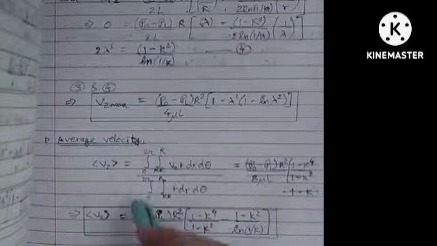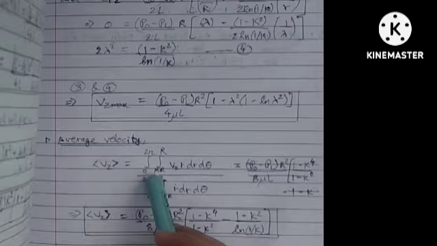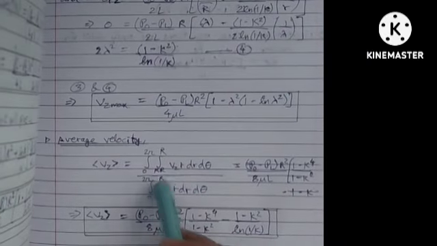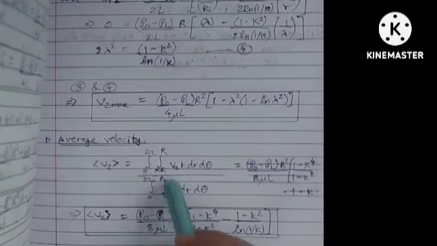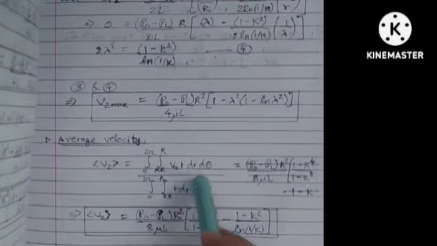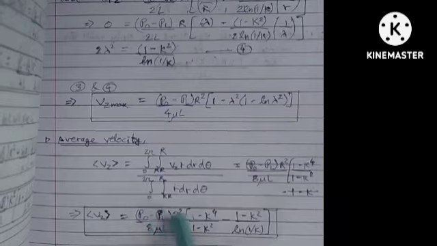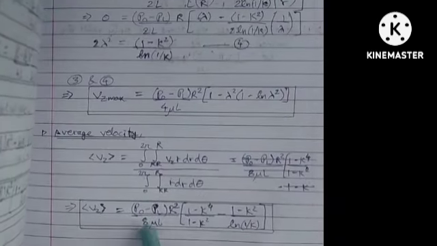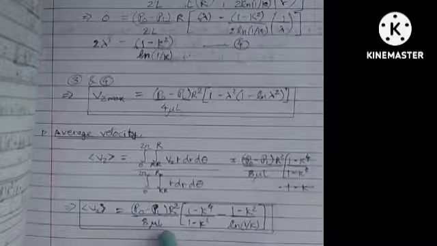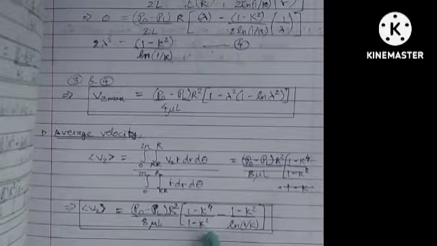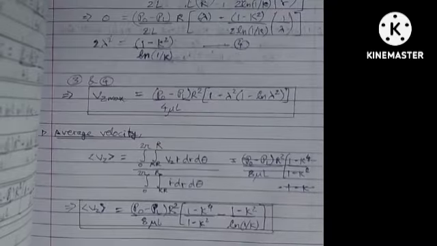For average velocity, we integrate it in the limits of r from κR to R and θ from 0 to 2π. So we get the integration of 0 to 2π, integration of κR to R Vz r dr dθ, upon integration of 0 to 2π, κR to R r dr dθ. Vz average is equal to (p0 minus pL) upon 8μL into R square into [(1 minus κ to the power 4) upon (1 minus κ square) minus (1 minus κ square) upon ln(1/κ)]. So this is the average velocity.